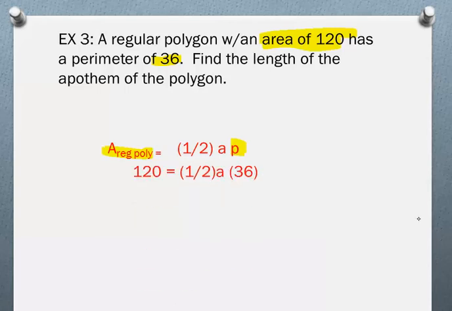So 120 equals half A times 36. 240 equals 36 times A. And finally, A, our apothem, equals 6.6.